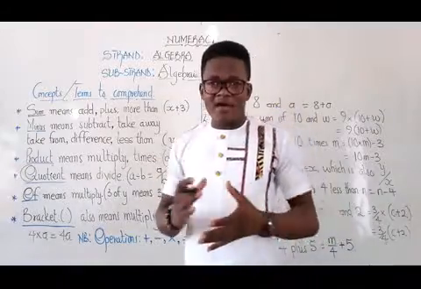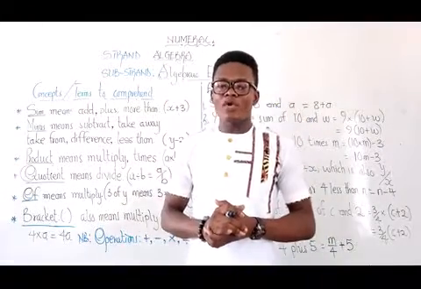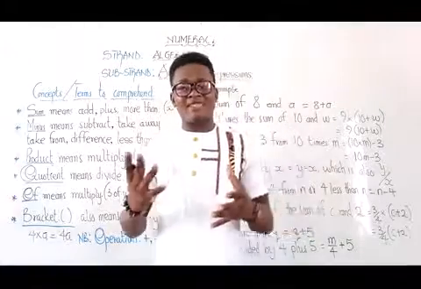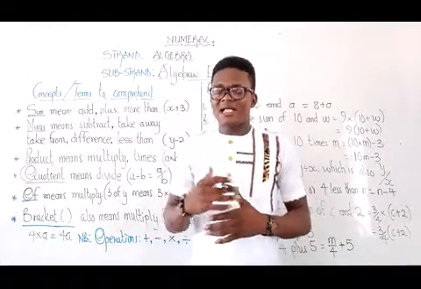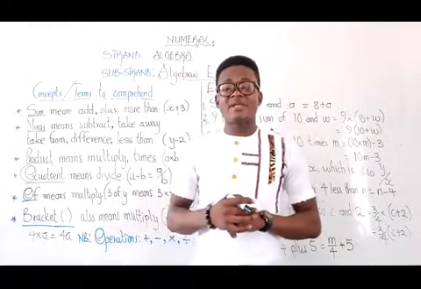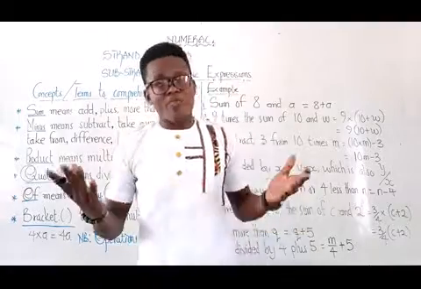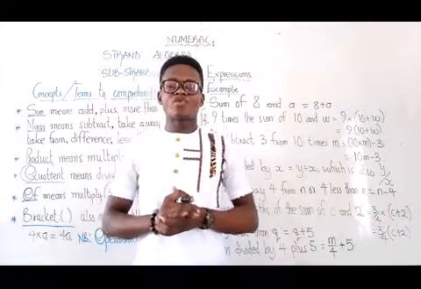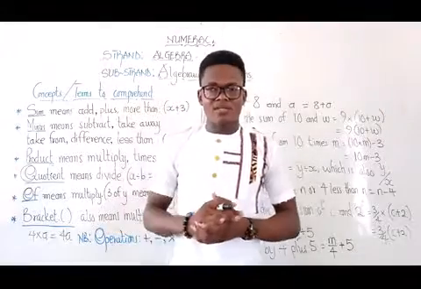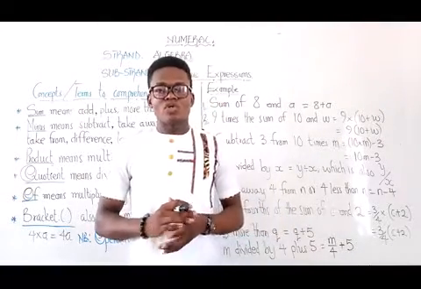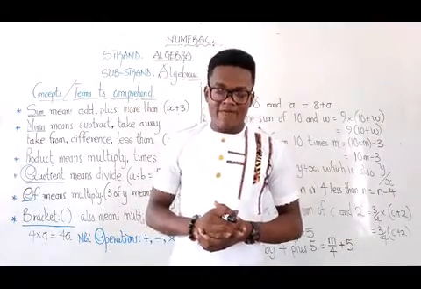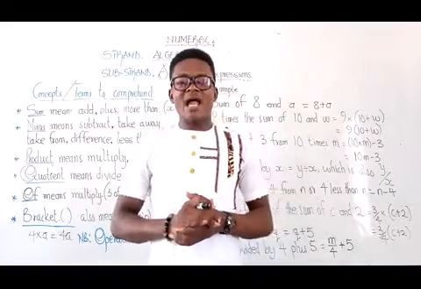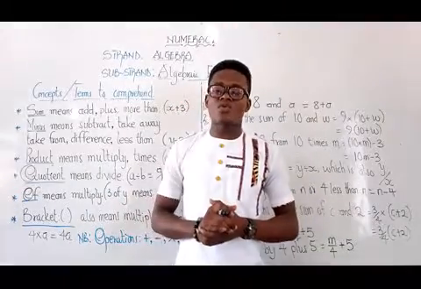By the end of today's lesson, we'll be able to demonstrate the understanding of algebraic expressions as mathematical phrases that contain letters which represent numbers and operators. Now, in algebra, letters are used to represent or to stand for numbers. When letters are used to stand for numbers, they are known as variables.